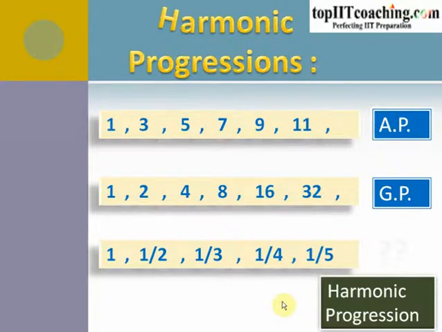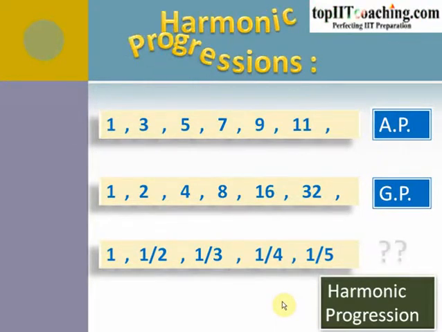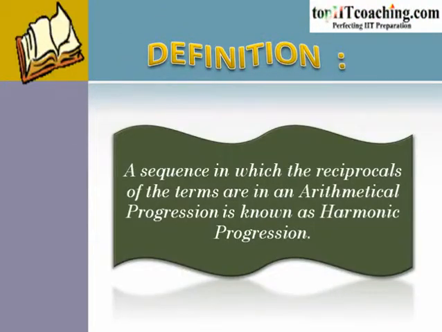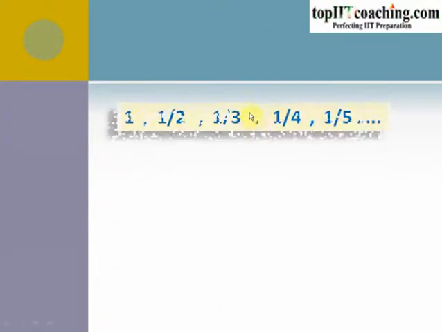But now, what's so special about a harmonic progression? Let's see the definition of it. A sequence in which the reciprocals of the terms are in arithmetical progression is known as harmonic progression. So, if we have a harmonic progression, then the reciprocals of the terms are in arithmetical progression. Let's try to understand this.